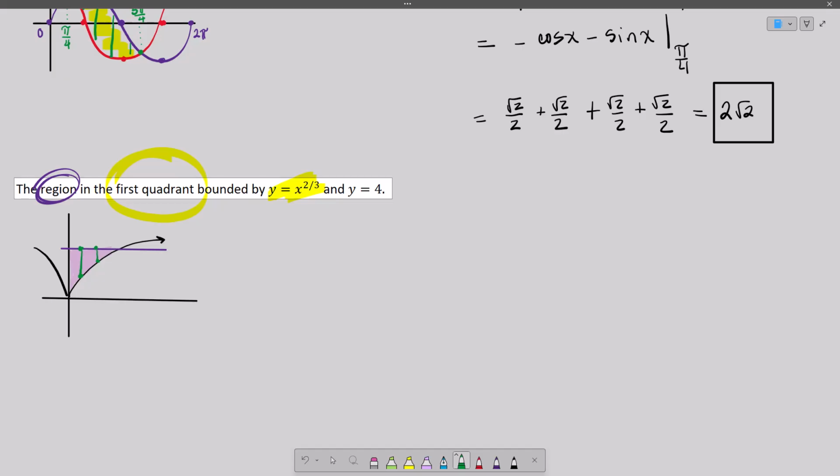You want to take 4 and then square it? Or sorry, take the 4 and then cube it, and then take the square root of it. Oh, did I do this backwards? Yeah, you did that.